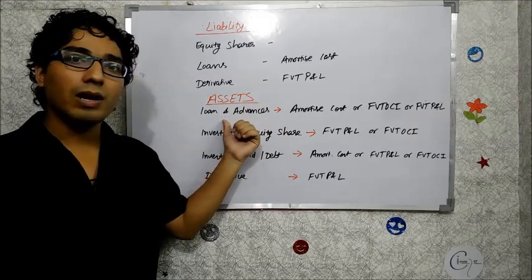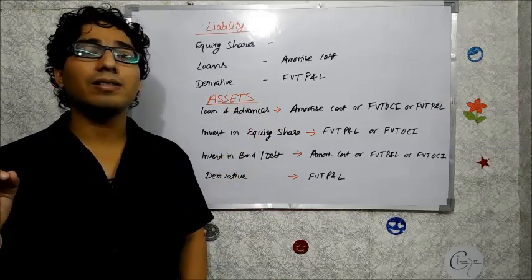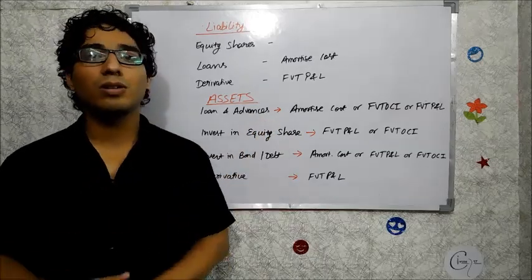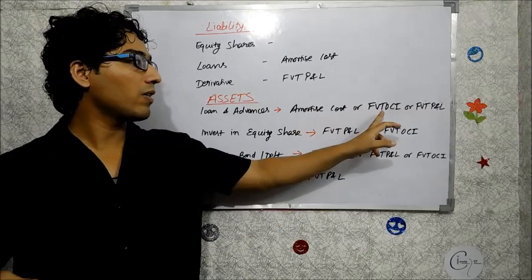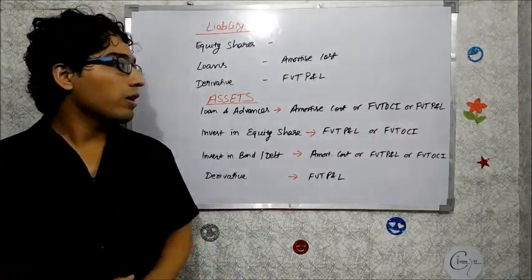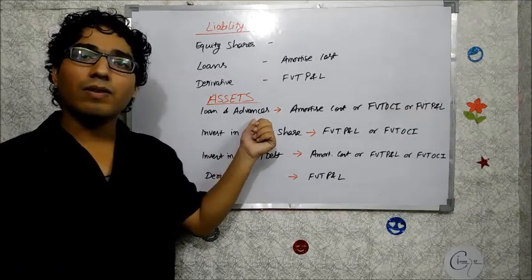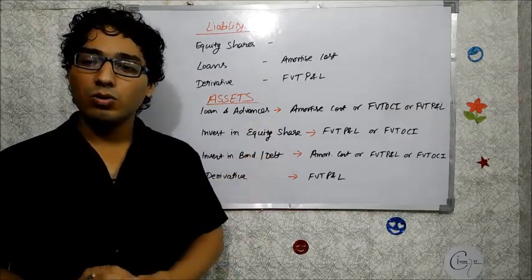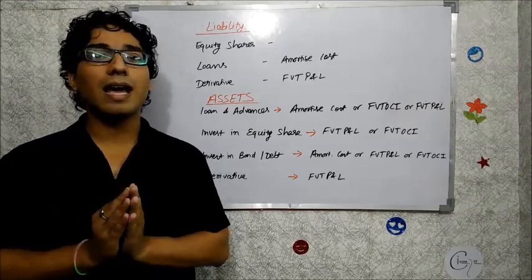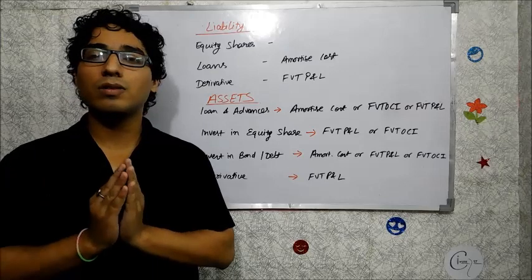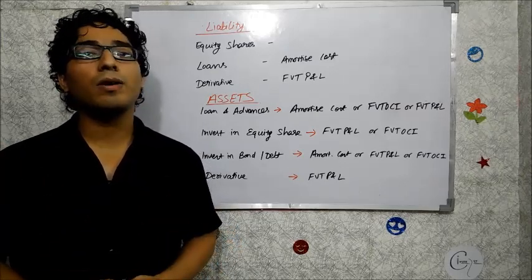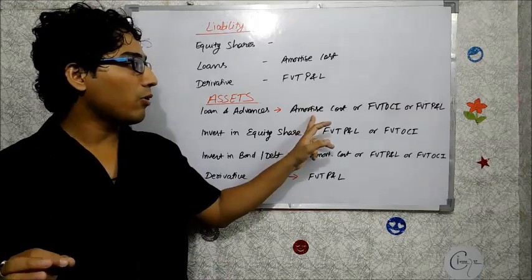Now you have given loans and advances to some person. You know that loans and advances can be categorized into three different categories: amortized cost, fair value through other comprehensive income, and fair value through profit or loss. If you have given the loan to some person and you just want to receive the contractual cash flow, you don't want to sell it, and the contractual cash flow is solely payment of principal and interest, then amortized cost.